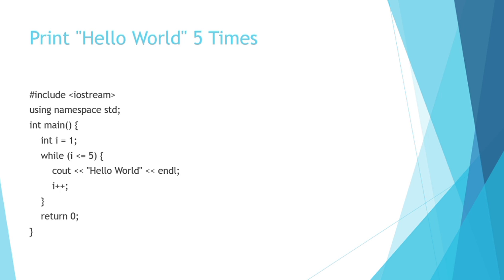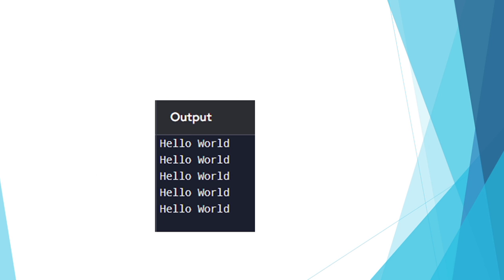In the next iteration, the condition i is less than or equal to 5 will still be true because 2 is less than or equal to 5, and the loop continues. The loop will continue to execute the body of the loop, printing hello world and incrementing i until i becomes 6. After successful execution, the output will look like this.